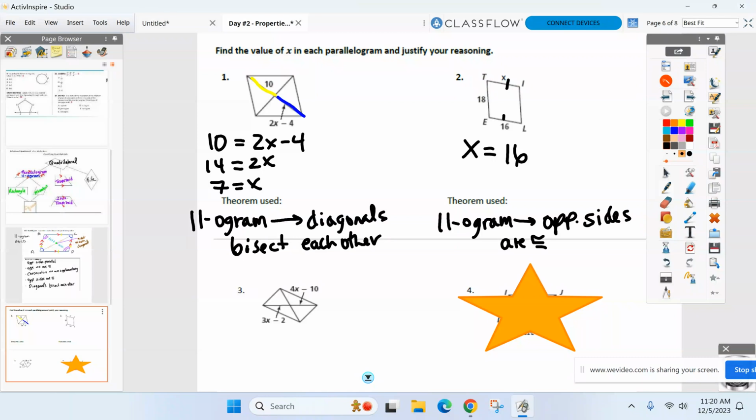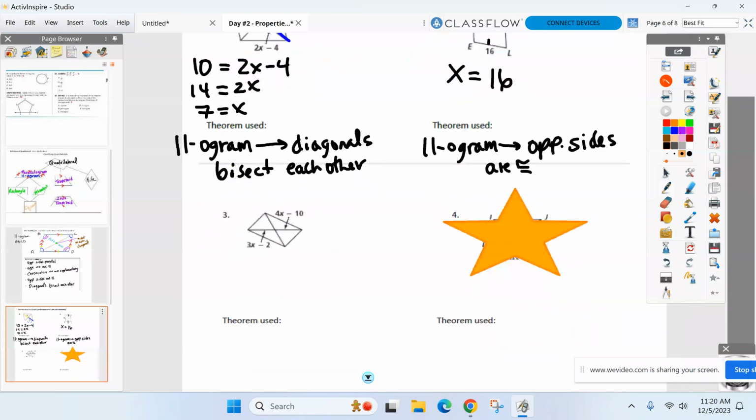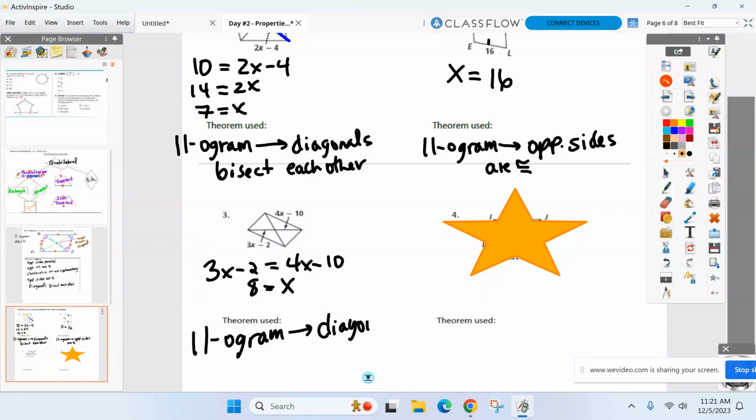And there's only so much variation I can do here. So for the number 3, what are you going to do with 3x minus 2 and 4x minus 10? Set them equal, right? Don't give me the 180 business. That's for angles. 3x minus 2 equals 4x minus 10. I have more than enough confidence that you guys will be able to solve this. So x equals 8. And theorem used, parallelogram implies, same thing as number 1, diagonals bisect each other. Everyone good?